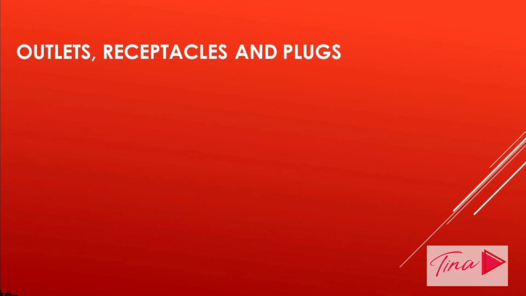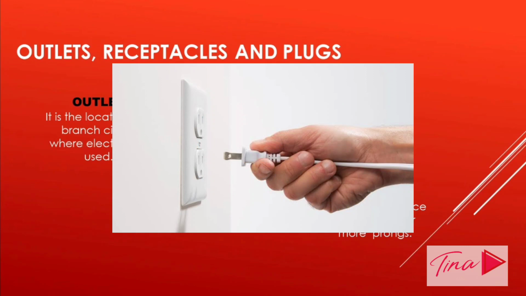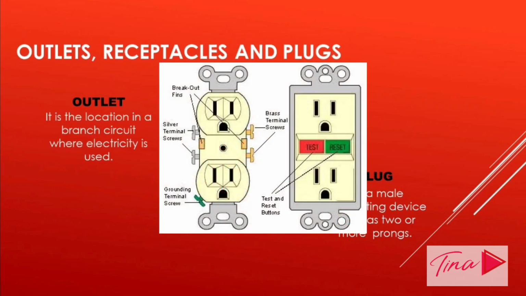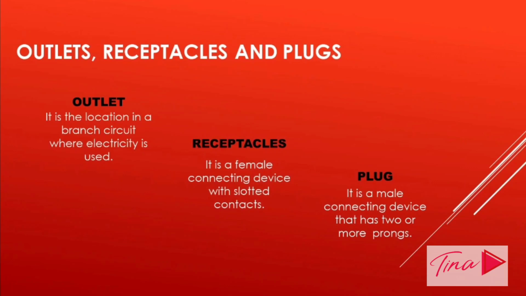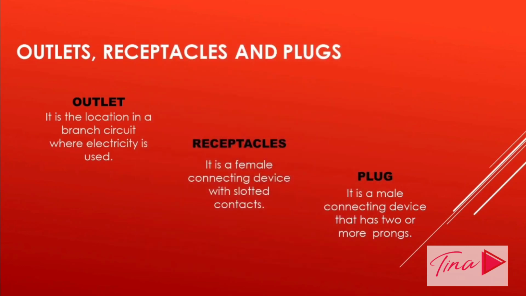Now we have the outlets, receptacles, and plugs. When we say outlet, it is the location in a branch circuit where electricity is used. For example, a lighting outlet is the location in a branch circuit where conductors provide power to a light fixture. Receptacle is a female connecting device with slotted contacts. It is installed at an outlet or an equipment where it is intended to easily establish an electrical connection with an inserted plug. Now, plug is a male connecting device that has 2 or more prongs that are inserted into a receptacle to connect to an electrical circuit.